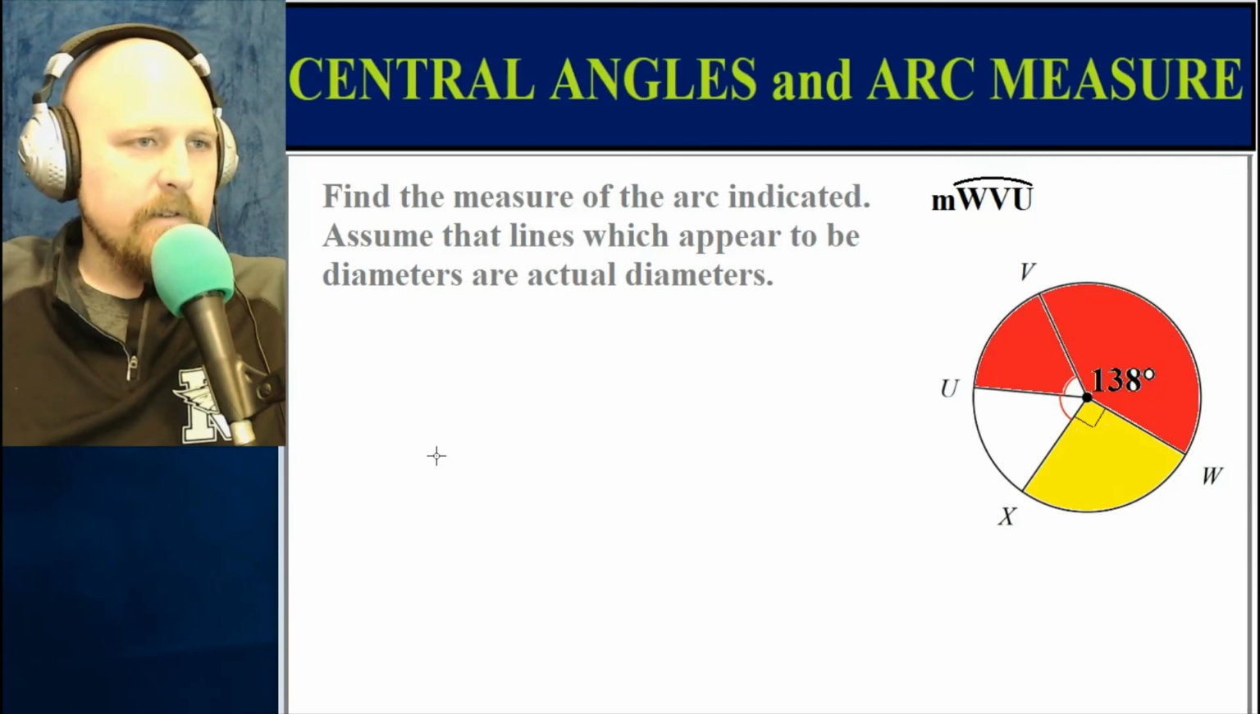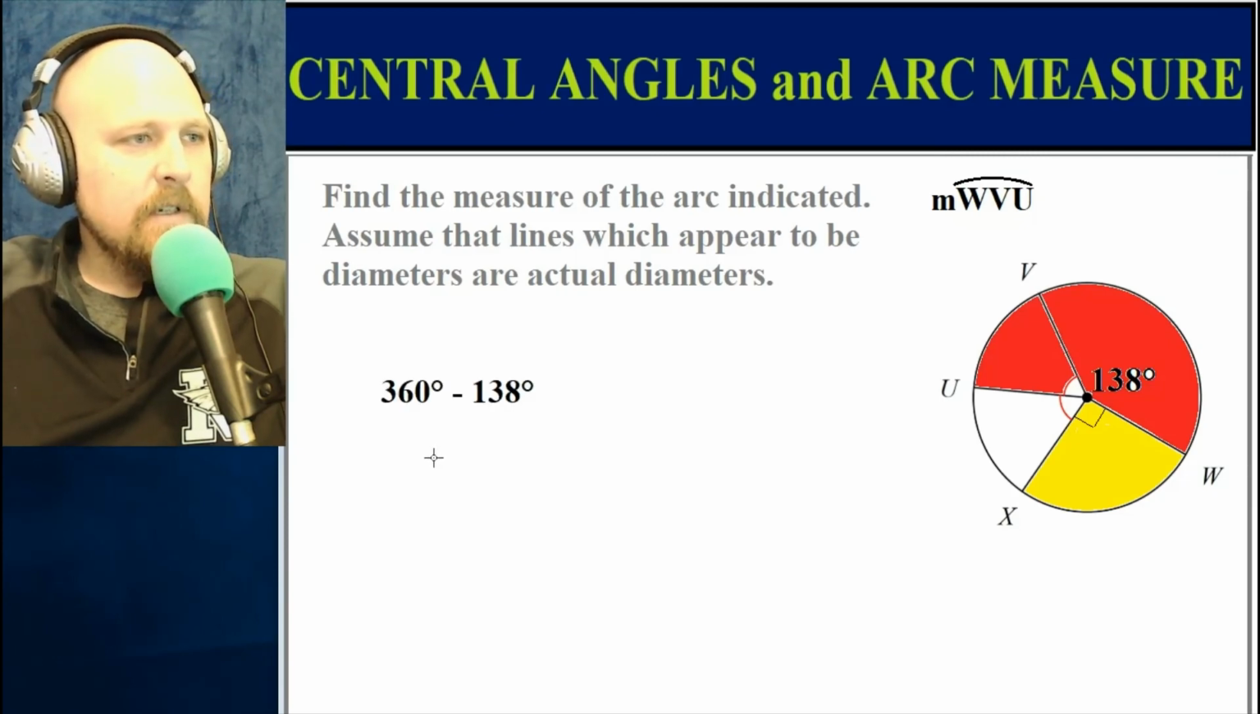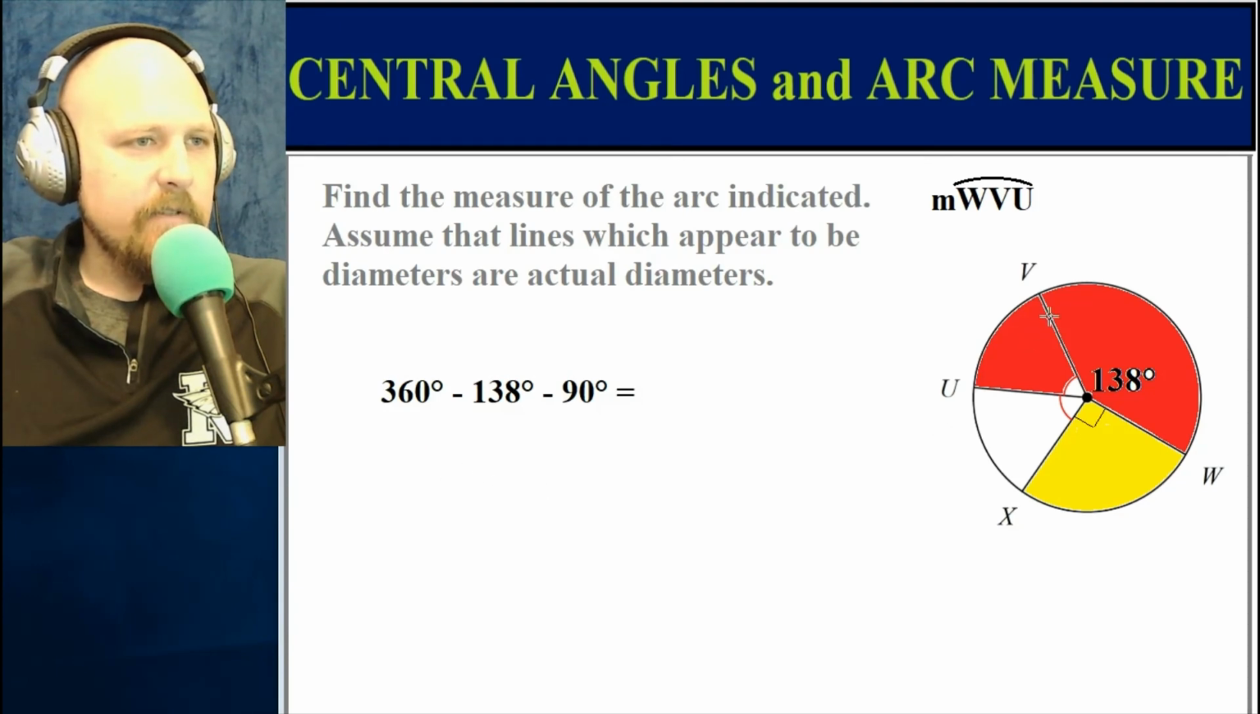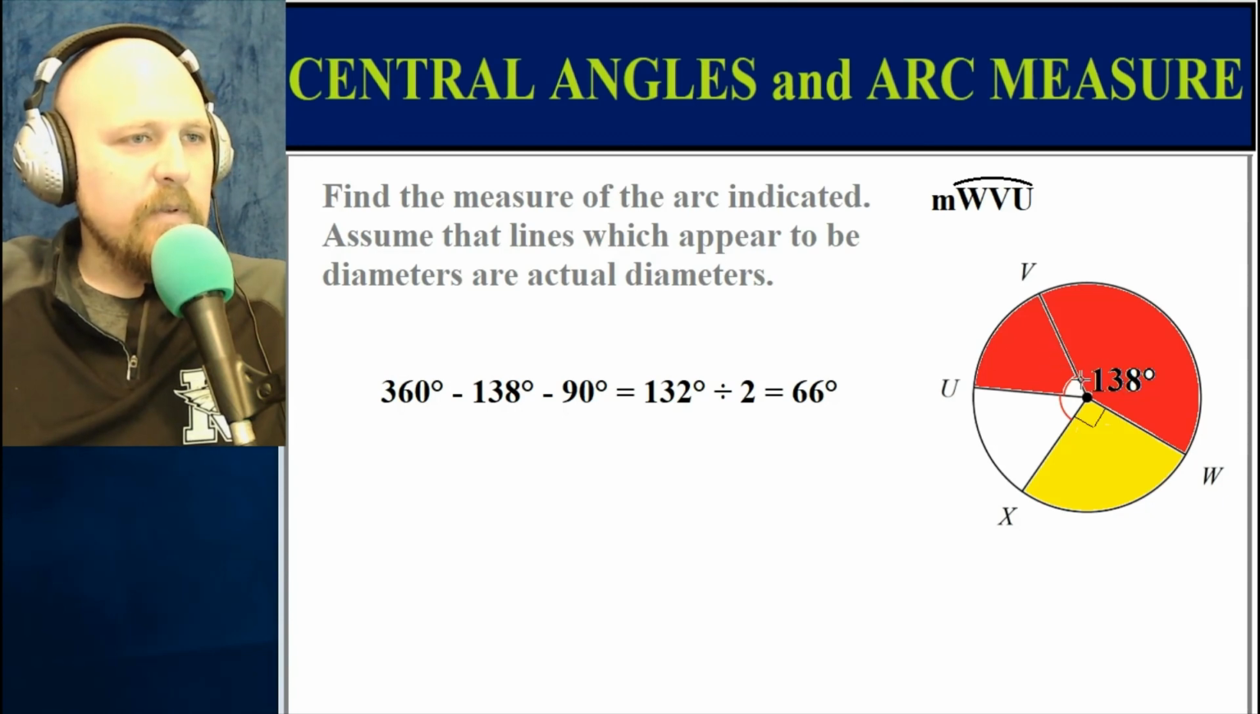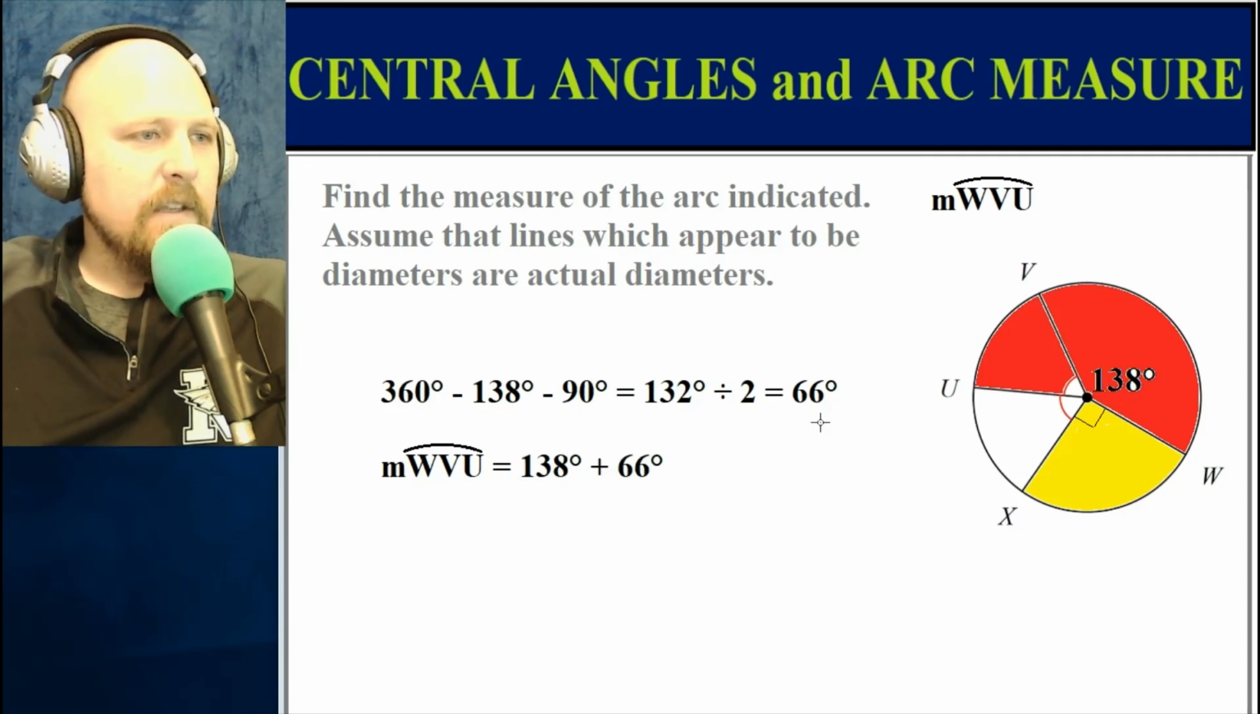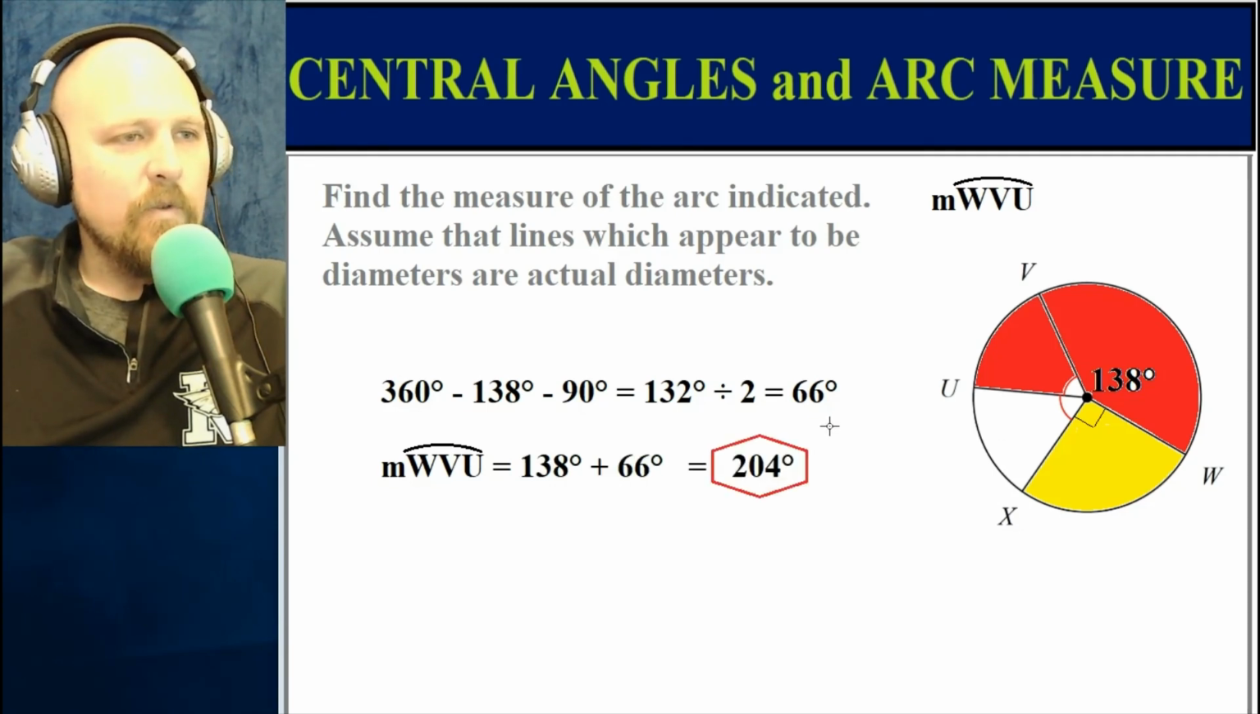So the way that looks here, 360 degrees minus 138 minus 90 degrees. Again, that's going to give us the total from X to V of 132. Divide that by 2 to get each section here, X to U or U to V, and that's going to give us 66. Now to find these two red pieces, 138 and 66 should be added together. And then when you do that, you should get 204 degrees.